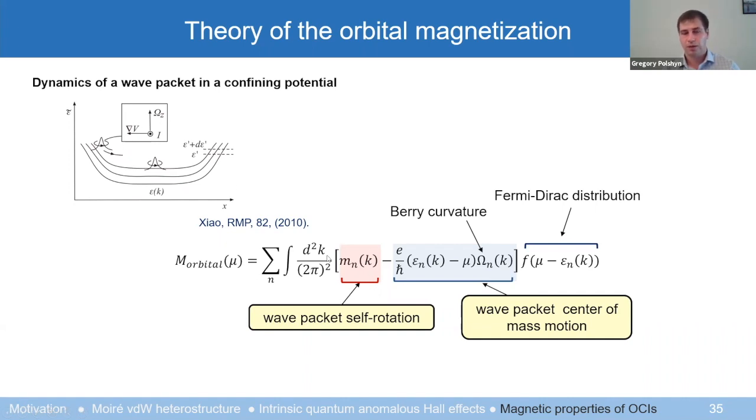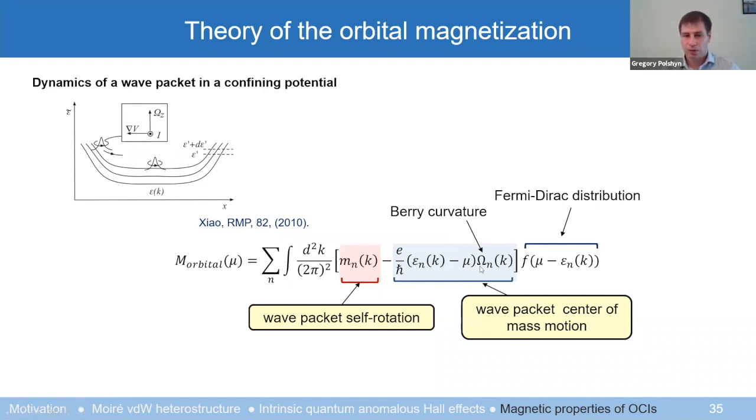So the first term corresponds to the orbital magnetization which can be thought of as arising due to wave packet self-rotation. So in general, this contribution behaves similar to just electron spin. However, the second contribution is a little bit more interesting. It corresponds to the magnetization which arises due to wave packet center of mass motion, and it especially becomes important when there is some gradient in the potential. So this contribution also can be thought of as orbital magnetism which arises due to edge states.